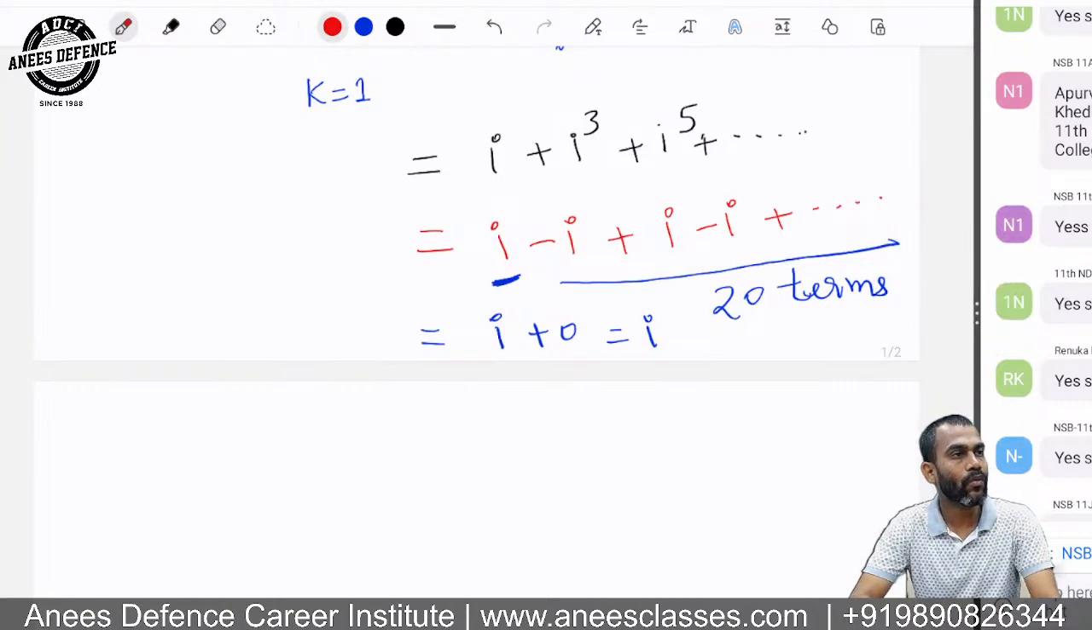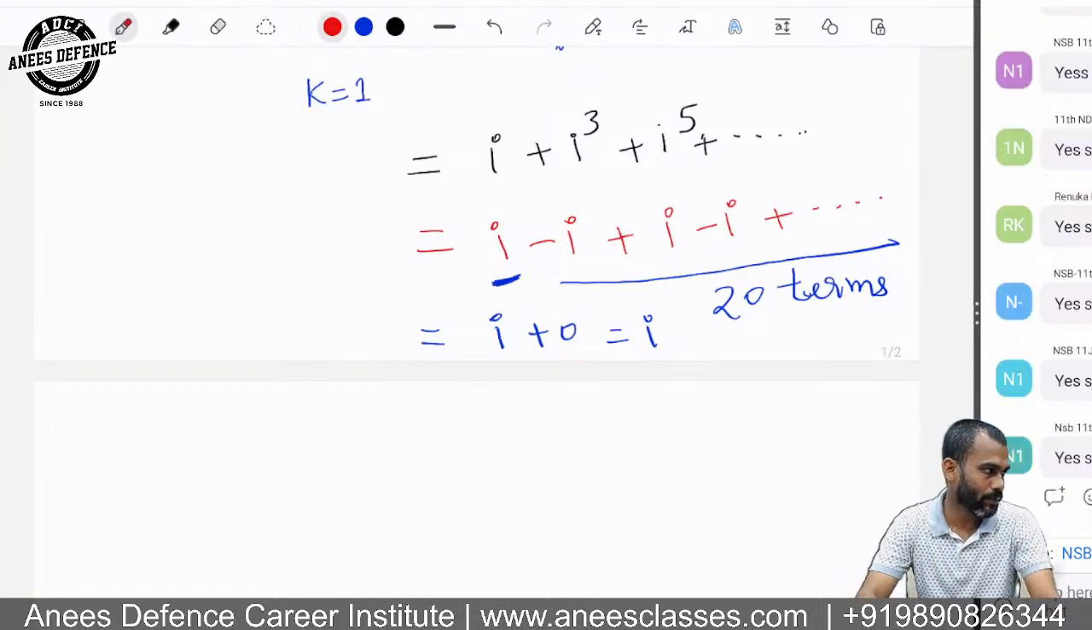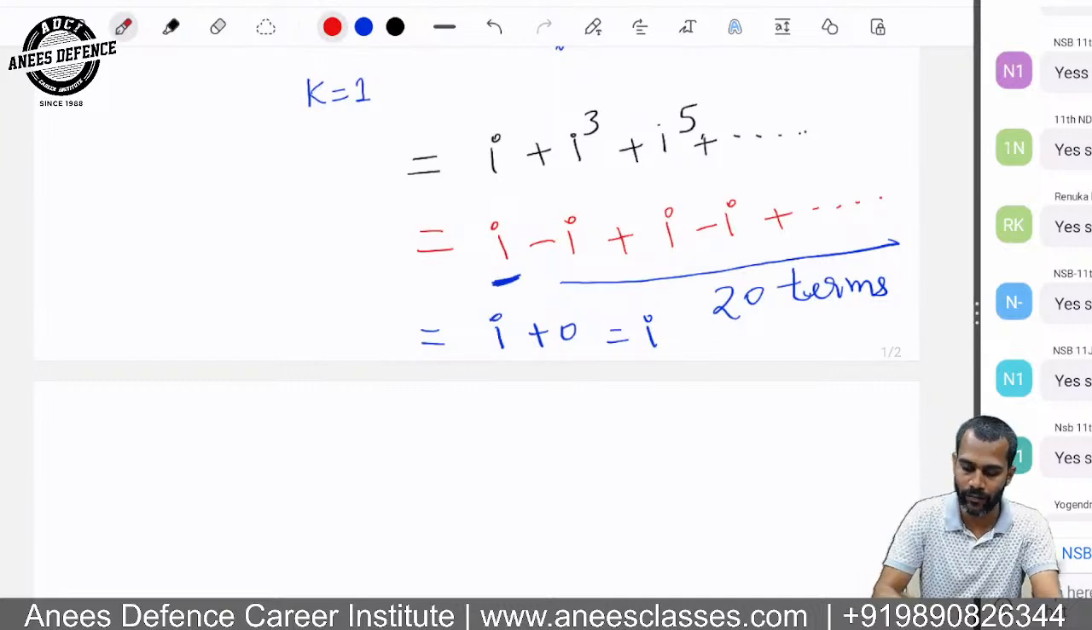Since we already knew the sum of 2 consecutive terms is 0, that is why we have to take an even number of terms aside, and whatever terms are left, we have to add them in order to get the final answer. So the answer is iota. Very good. Shall we move ahead?